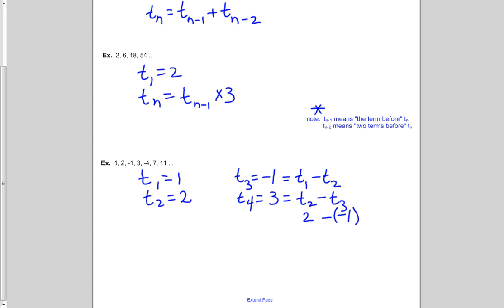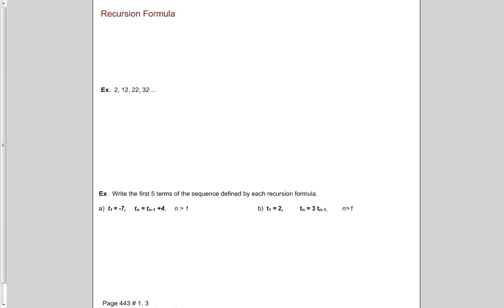So term 1 is 1, term 2 is 2. General term is look 2 back and subtract the one that's 1 back. It's probably more of a challenge to find patterns and write them as a formula. We also need to be able to take a formula and generate terms as well. Oh, we have one more.